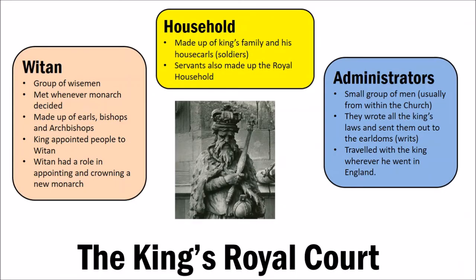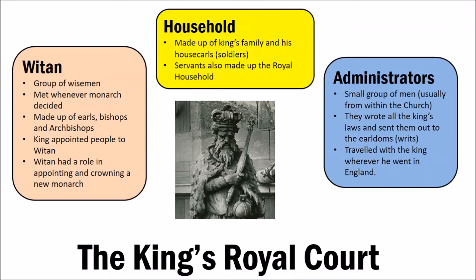The King's Royal Court is made up of three bits. It's not a building. It's actually just a collection of people. And the three bits of it are the Witan, the King's household, and the King's administrators. All three of these make up collectively the Royal Court.